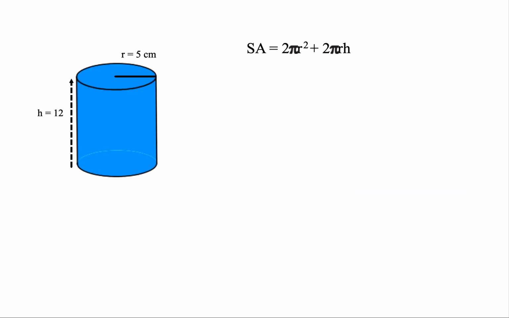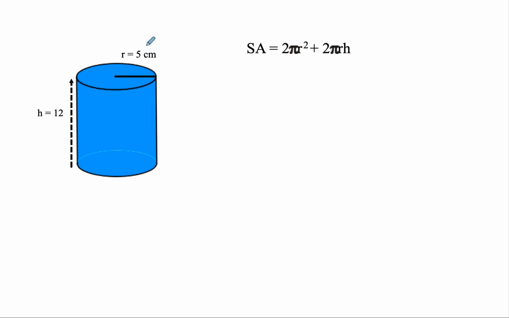Okay, let's try one with this cylinder. So we've got our surface area formula over here. 2 times pi times radius squared, that's the area of the 2 circles. Pi r squared is the area of 1, times 2 because we have 2 of them. Then for our lateral surface area, which is really a rectangle that's been bent around the circle, that has the formula of 2 times pi times radius, that's the circumference, goes all the way around, times the height. That gives us the area for that rectangle.